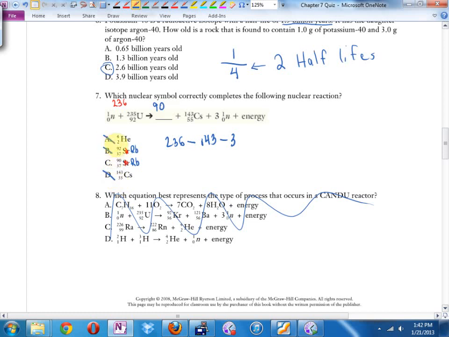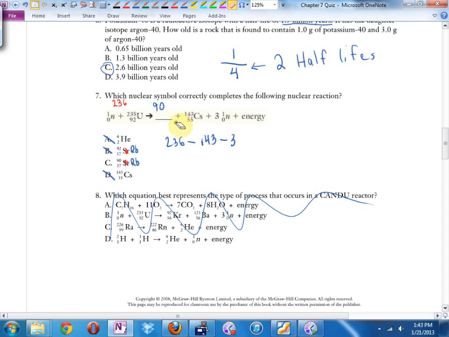And it turns out I'm done, but let's just see how we can get the bottom number. How many protons do I have starting out? 92. How many must I have when I'm done? 92. What's the charge on a neutron? Trick question. It's a trick question. 0.